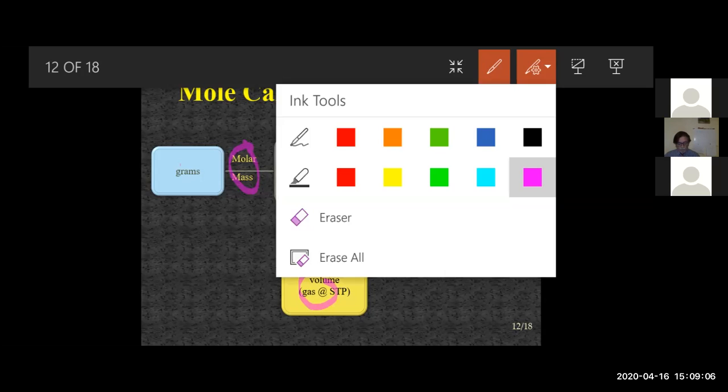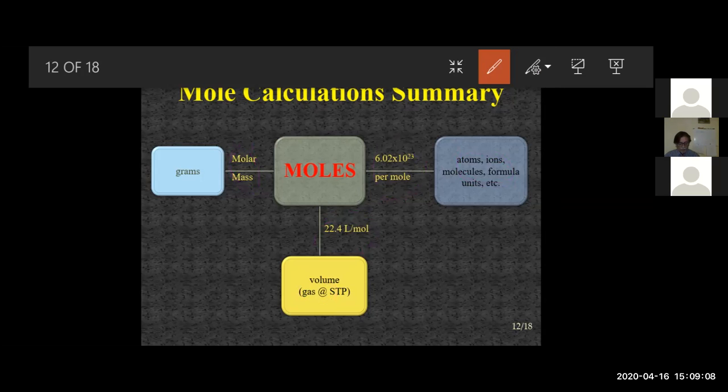Saying all that, I can go from grams all the way here, or grams over there, or from over here down to volume. And in any direction, we can go forward, backward, up, down, left, right. But nothing can happen unless you go through moles. You've got to convert everything to moles.